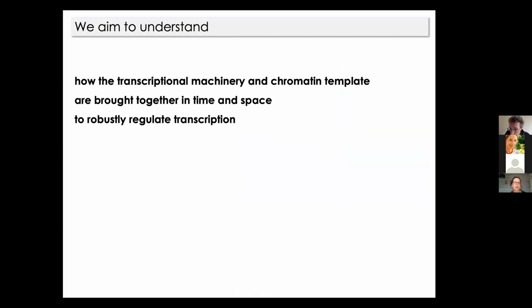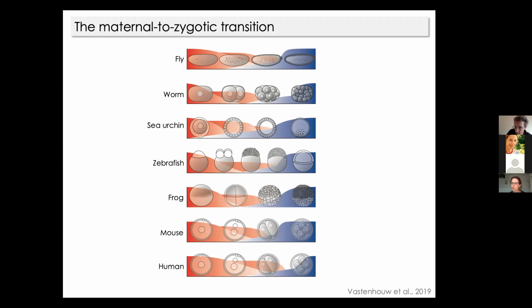And so in my lab, we try to understand how the transcriptional machinery, so transcription factors and RNA polymerase, come together with the chromatin template, so the genes that need to be transcribed, in time and space to robustly regulate transcription. And to address this question, we mostly use the very beginning of transcription during animal embryogenesis.